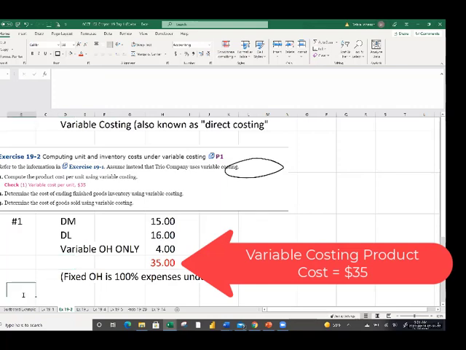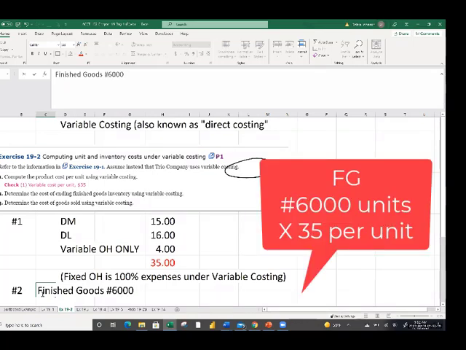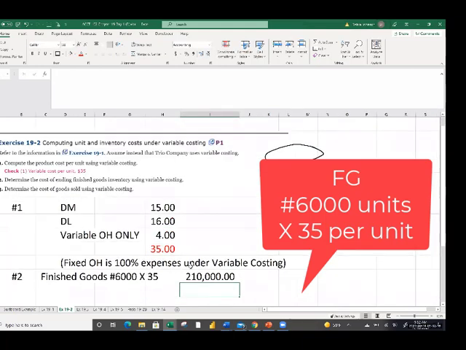So to finish this off, we're going to answer the same question. The finished goods would be sitting on the balance sheet. Remember, there were 6,000 units that did not get sold. They would be sitting there at $35 a unit based on that red number we just computed. And when you do that on your calculator, I'll give you a minute, that would be sitting in ending finished goods.